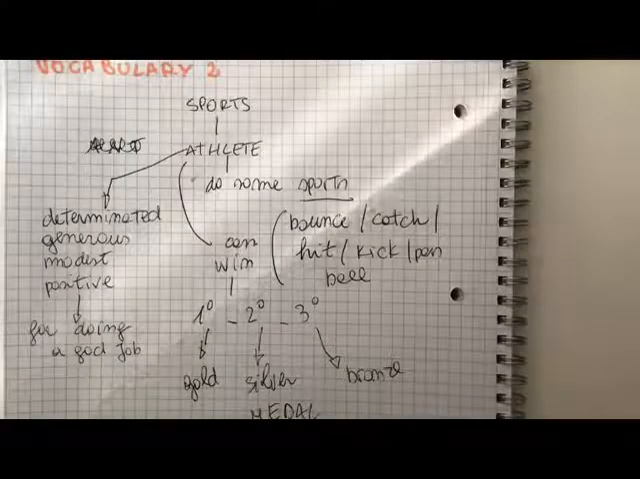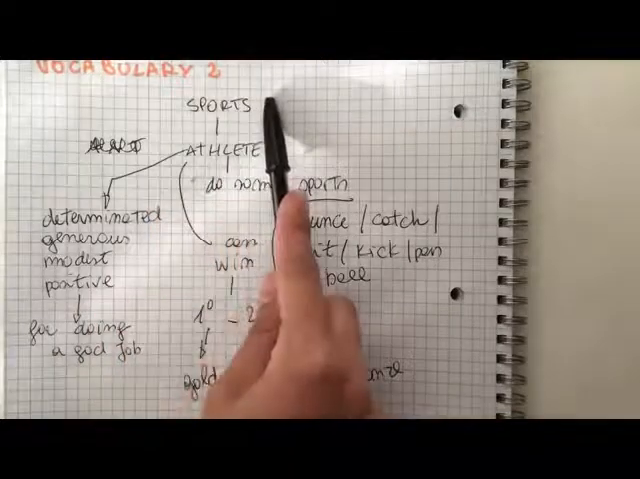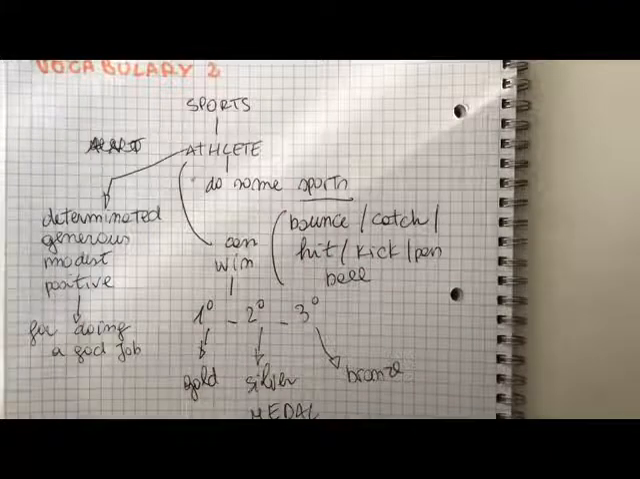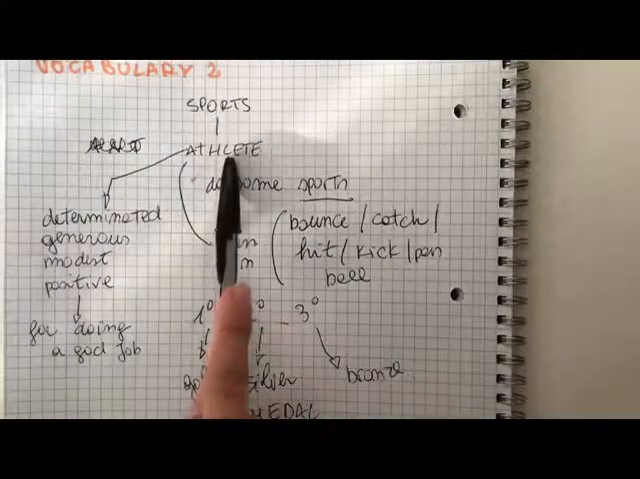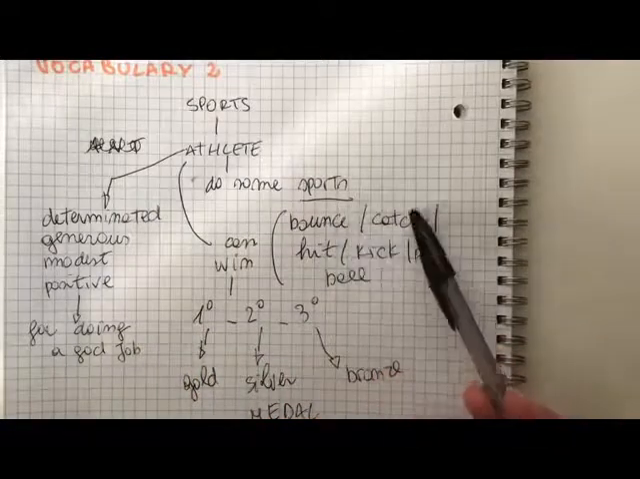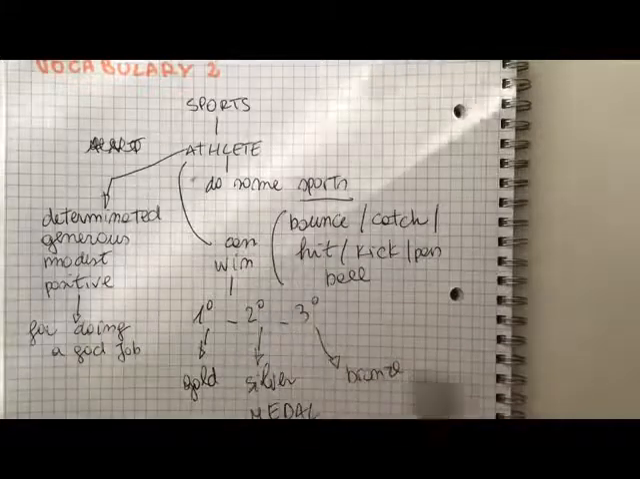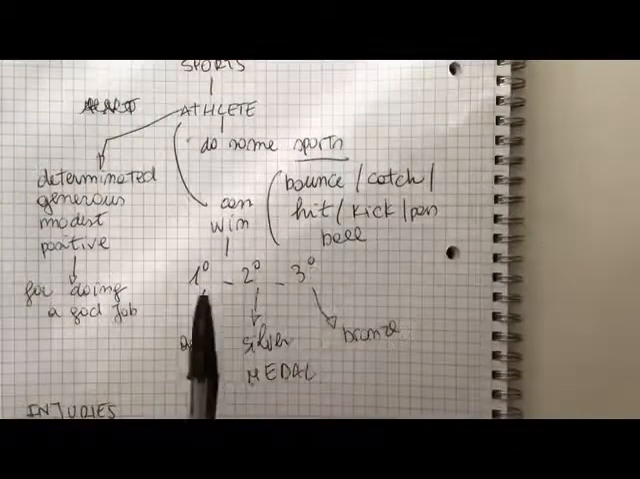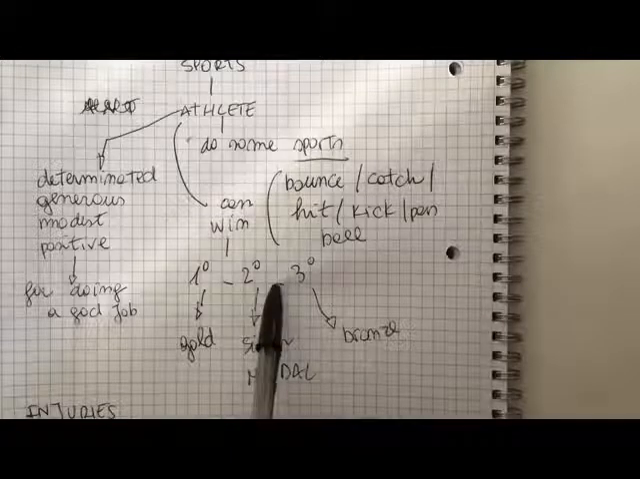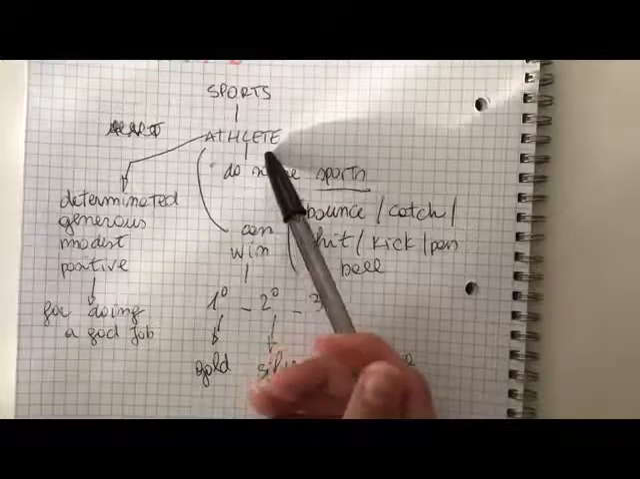Now I want to teach you some words that refer to the world of sports and are important to create a discussion, because it's important to understand better what an athlete can do. Athletes do some sports and, for example, can bounce, catch, hit, kick, pass the ball. With that action, they can win the first, the second or the third place. If you win the first, you can win the gold medal, the second the silver medal and the third the bronze medal. But what is important to being a good athlete?